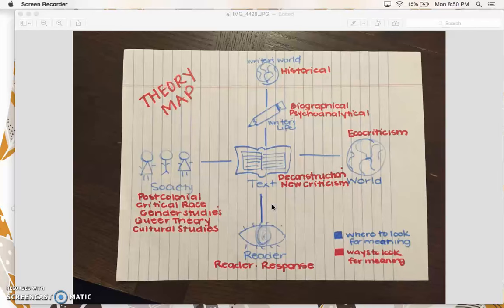Fantastic. When you are finished, you can turn to your next clean page in your notebook for the substitute to give you information about your next assignment, which is dialectical journaling.